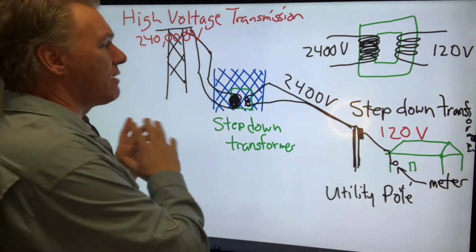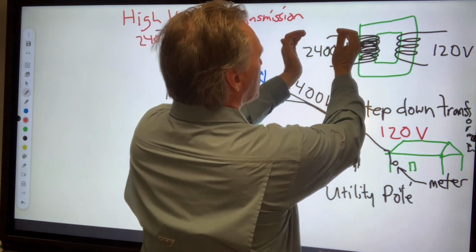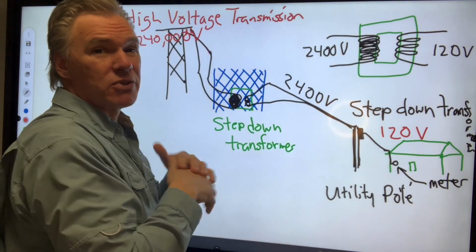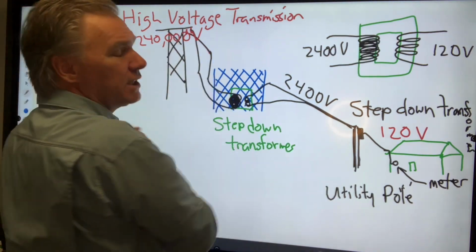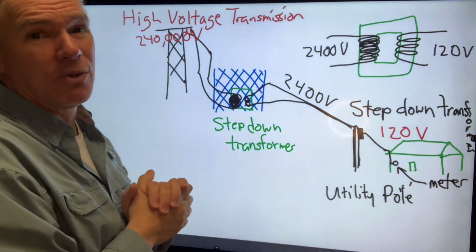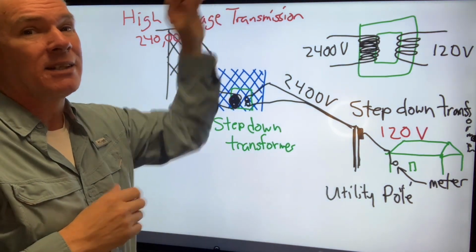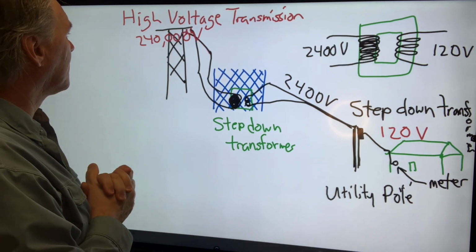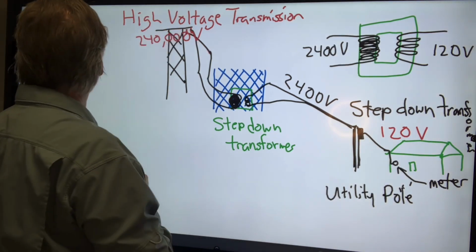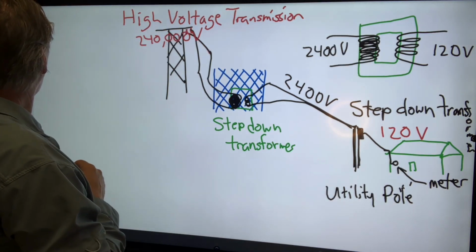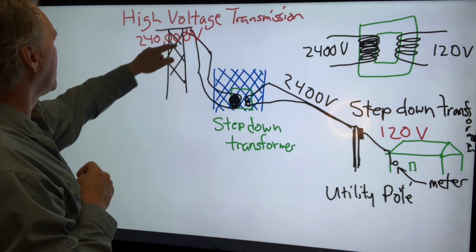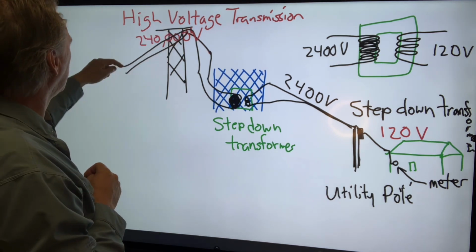And to travel that far, even 2400 volts isn't high enough to travel efficiently. We need really high voltage, maybe even 500,000 volts. If you walk under these, you can hear them crackling. Because those come from the power plant. And so we'll continue these lines to the power plant.